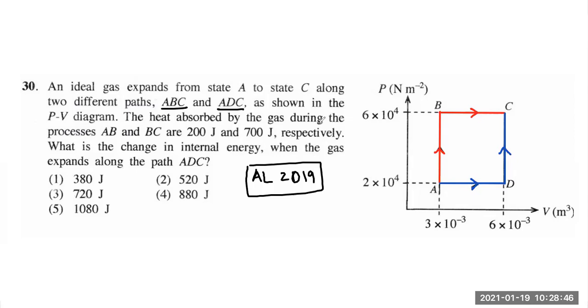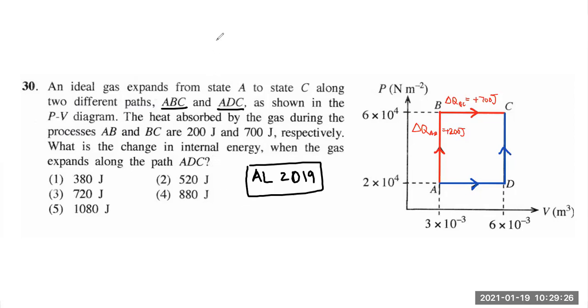The heat absorbed by the gas during the processes AB and BC are 200 and 700. Why don't we mark those here itself? Delta Q AB is given as plus 200 joules, heat absorbed. And delta Q BC is given as plus 700 joules respectively. What is the change in internal energy when the gas expands along ADC?